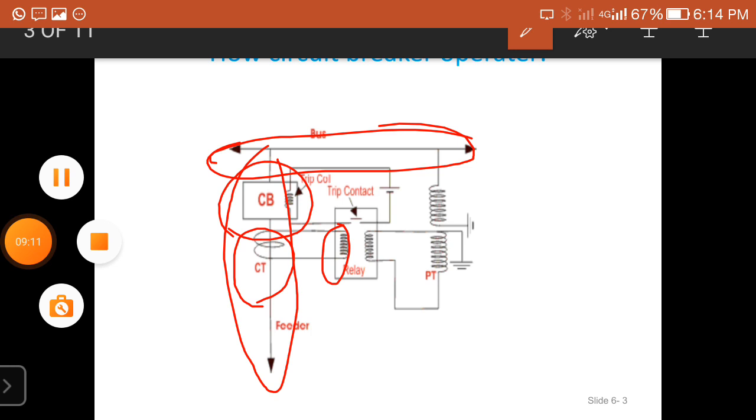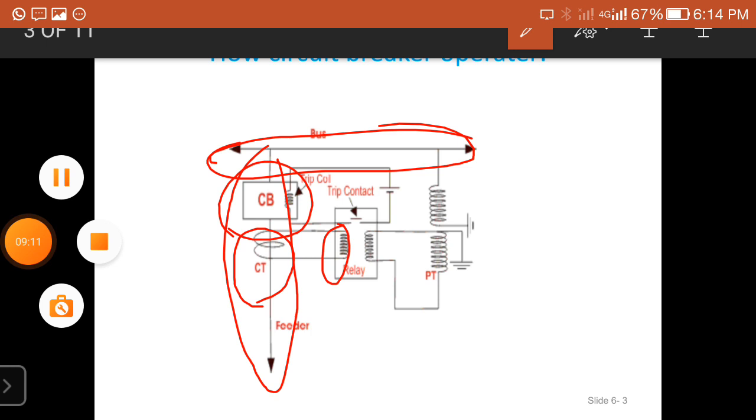First one is the fixed contact. Next one is the moving contact. Under normal operating condition, the fixed and moving contacts are together. There is no gap between the fixed and moving contact under normal operating conditions. Next one is the trip coil. By using the trip coil, we close the tripping circuit.